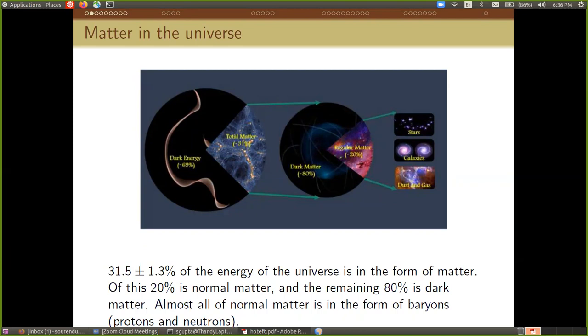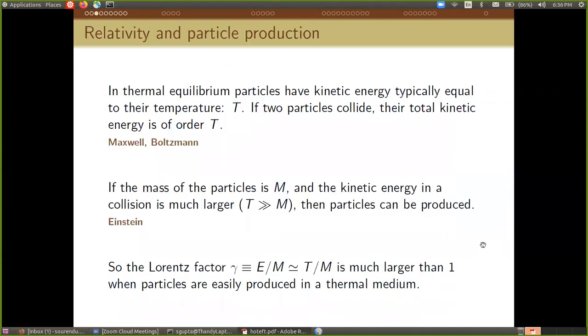And I told you these protons and neutrons formed when the universe was about a microsecond old. Now, if you want to study matter in the early universe, then we have to incorporate both relativity and quantum physics. That's because in thermal equilibrium, particles have a kinetic energy which is roughly equal to the temperature. If two particles collide, the total kinetic energy is also of the order of the temperature. Now, if the mass of the particle is m, and the temperature, which is the kinetic energy, is much larger than m, then new particles can be produced once two particles collide.